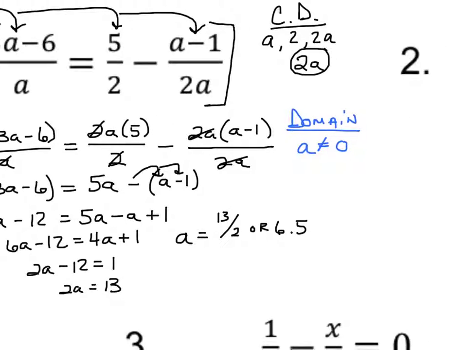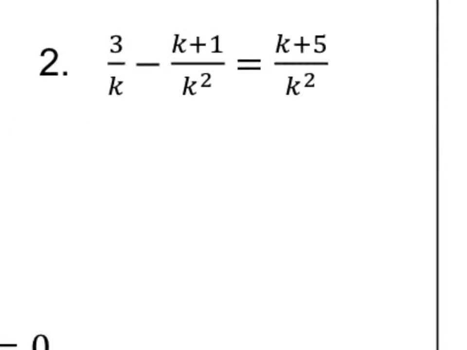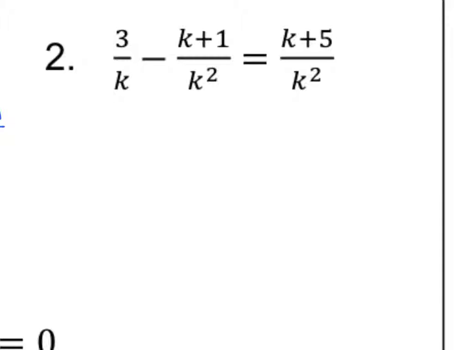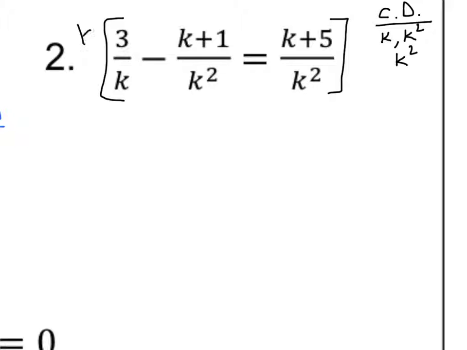Now let's take a look over here at the second example. We've got 3 over k minus the quantity k plus 1 over k squared, and that's going to be equal to k plus 5 over k squared. Okay? Again, got to figure out the common denominator. My parts are k and k squared, so my common denominator is going to be k squared. So I'm going to multiply everything by k squared over 1. Here, here, and here. It's got to go to all three parts.